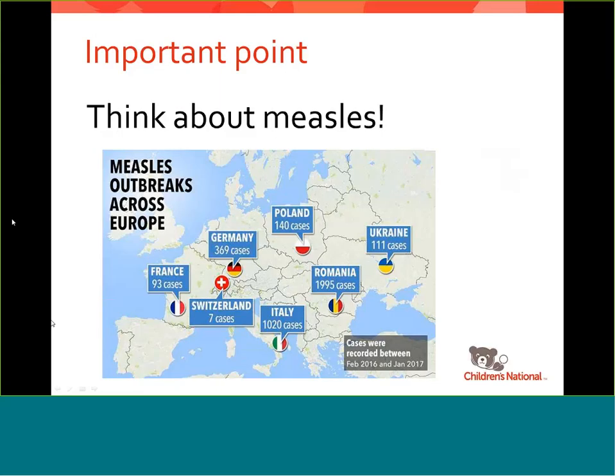Okay, so our important point there is to just really be thinking about measles, and then I just wanted to show this map. This is pretty recent cases as well, between February 2016 and January 2017, showing outbreaks of cases in many areas in Europe, and as you can see, there were over 1,000 cases in Italy. Again, these are locations where many of the kids that we see travel to routinely.